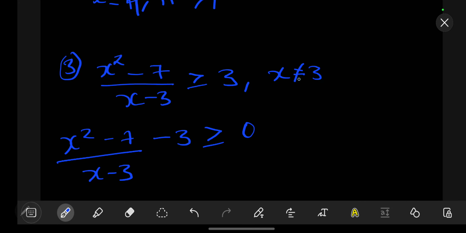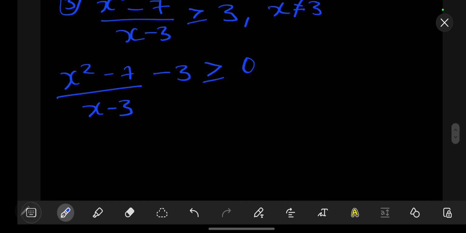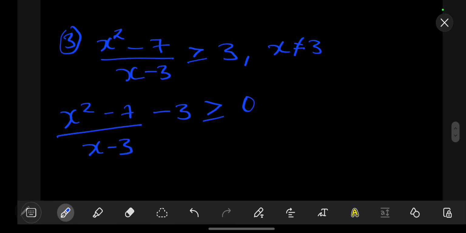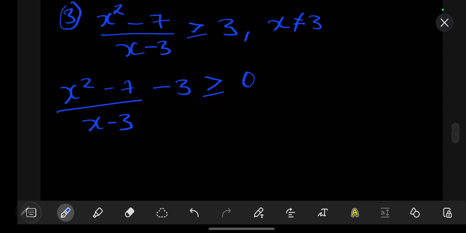So take note that x should not be equal to 3, because 3 minus 3 will give you 0, which is undefined. So with that said, that condition is very important for our final answer, because of the greater than or equal to. We are going to use it wisely.